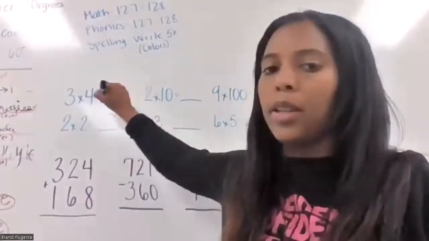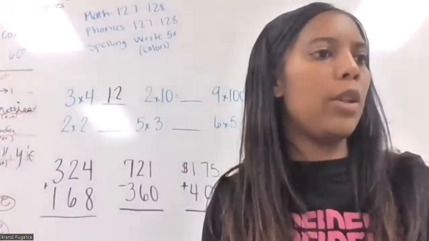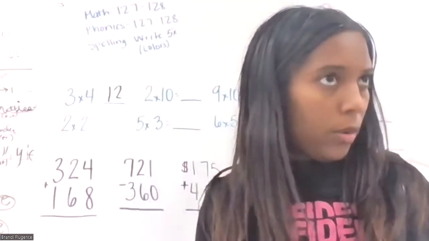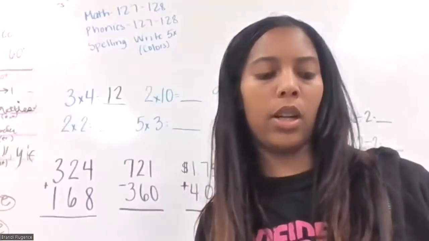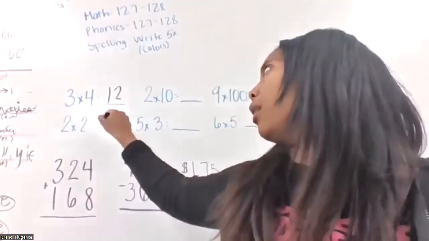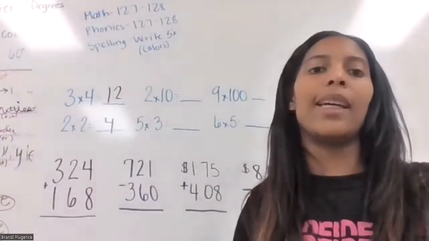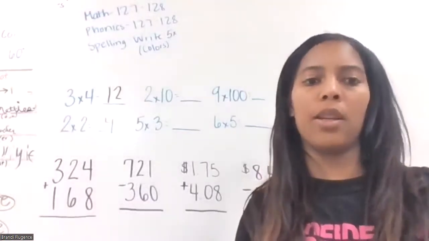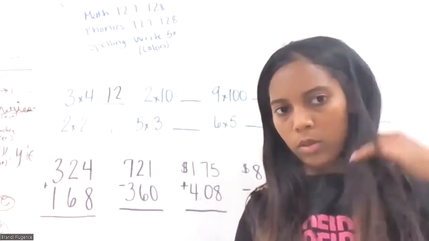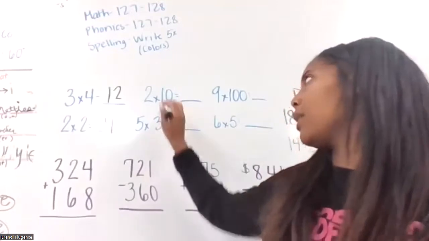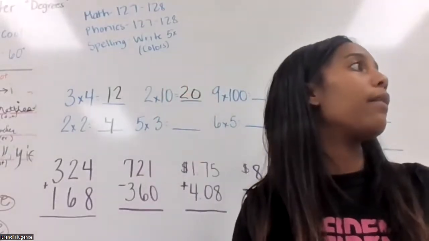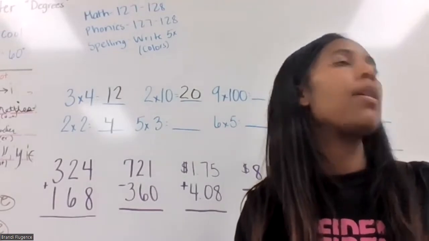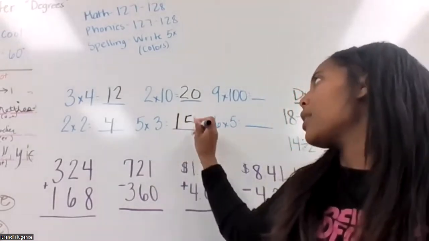12, good. 2 times 2, that's 2 groups of 2. 2 times 2. Carly? 4. 4. 2 times 10, that's 2 groups of 10. Camille? 20. 20. 5 times 3. 5 groups of 3. 15. 15. 9 times 100.